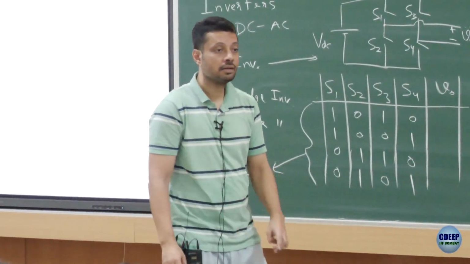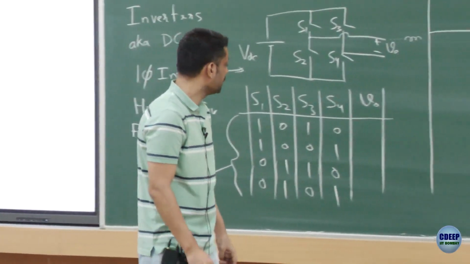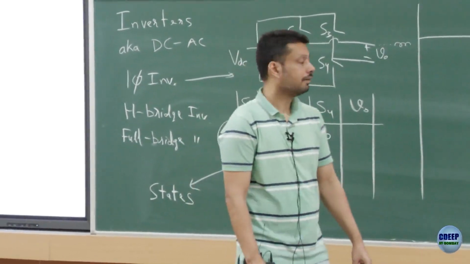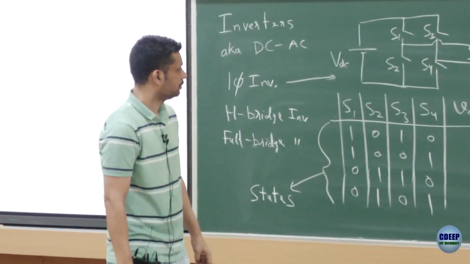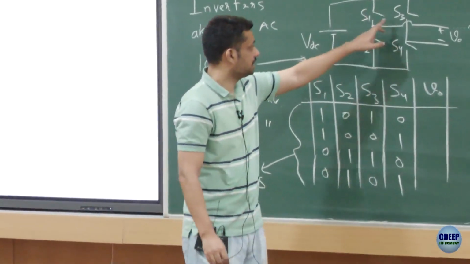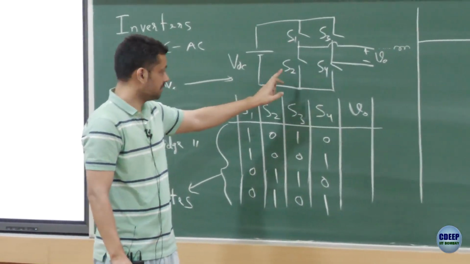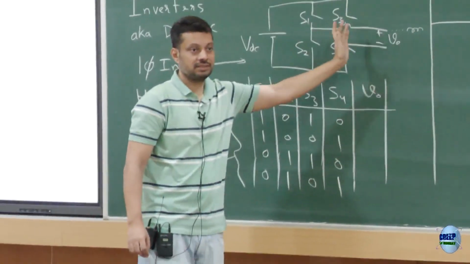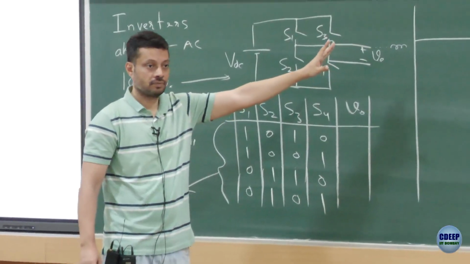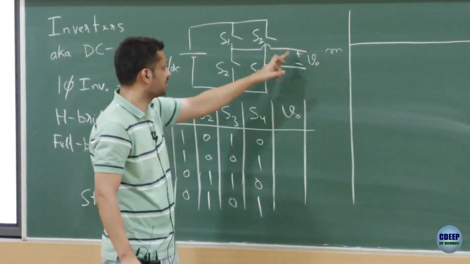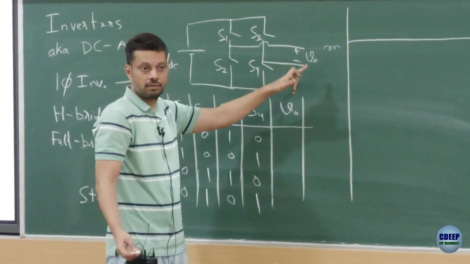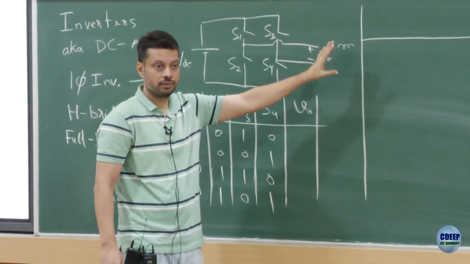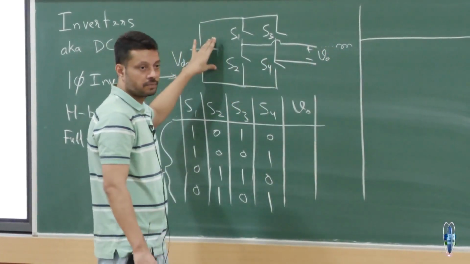Sorry? Why are you saying S1 and S3 cannot be on together? How is that a short circuit? S1 is this, S3 is this. This is S2. So if I turn on these two, this is not a source, this is a load. So maybe there may be an inductance, for example, its current will freewheel from here. This is the output. You get the point? This is the output. This is the source.